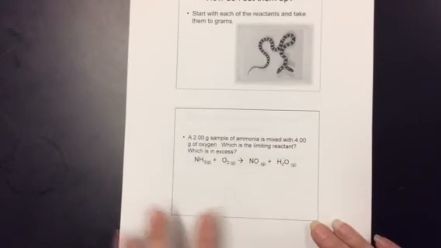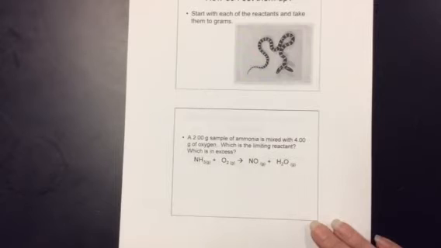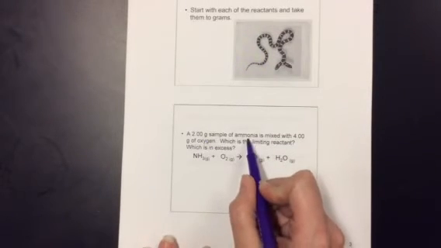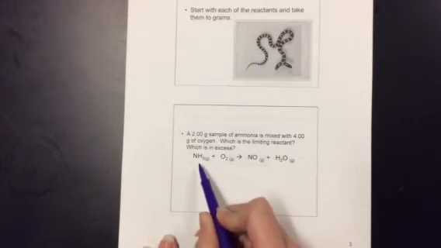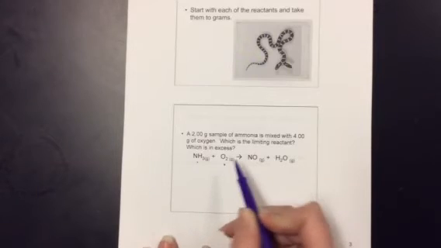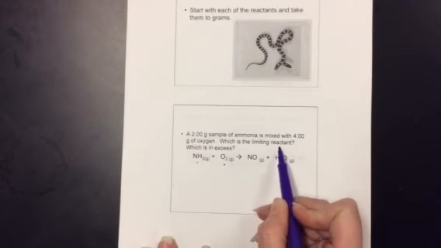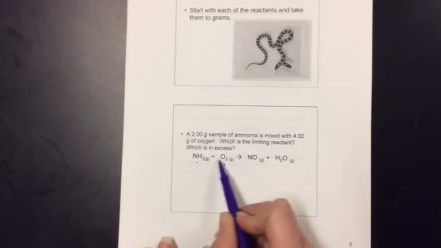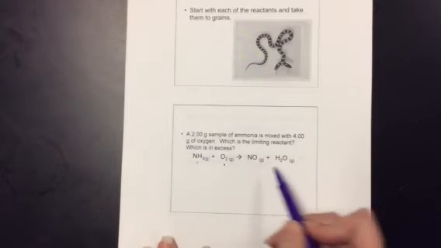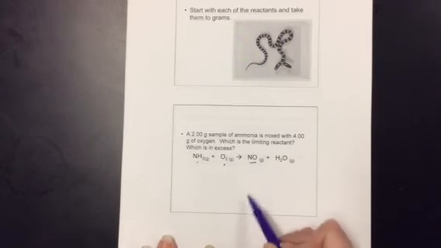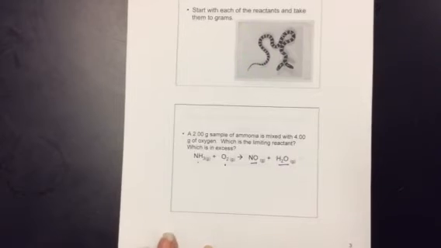So like on the example problem that we're going to do in the next video, you have 2 grams of ammonia mixing with 4 grams of oxygen. So I have this and this. I want to know what is my limiting reactant. So which reactant's going to get used up first? You're going to pick either nitrogen monoxide or water.